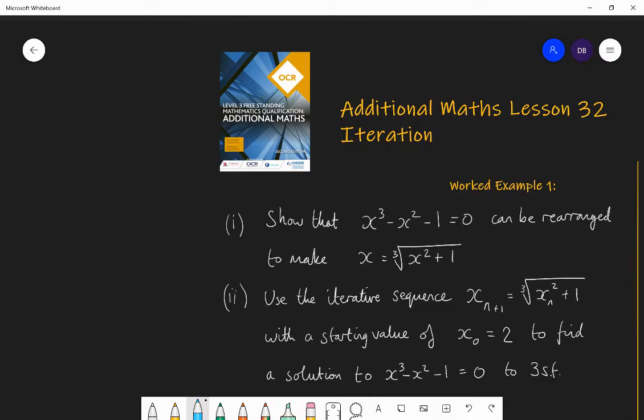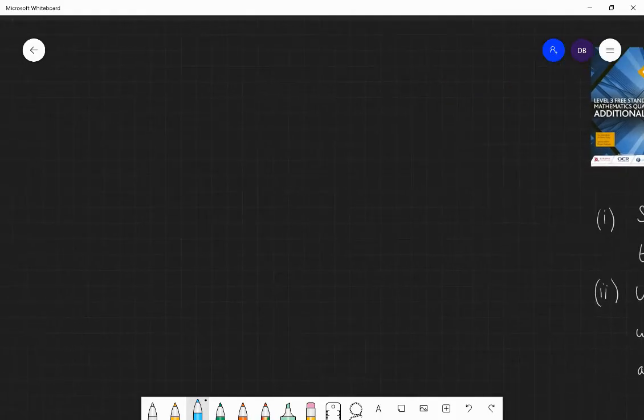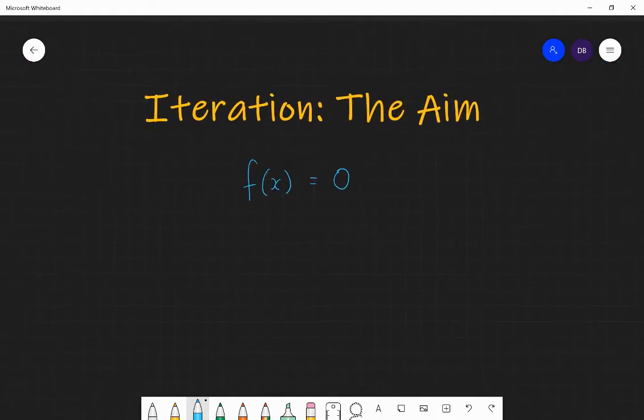Okay. So before we look at this example here, I'm going to talk about the general aim of iteration. You're used to solving equations of the form some function of x is equal to 0. That function might be a quadratic, so you might have x squared plus 6x plus 5 equals 0, and you might solve that through factorization or the quadratic formula or completing the square. But sometimes you have a function of x which you simply do not know how to solve. And iteration is one of the numerical ways in which you can go about solving it.